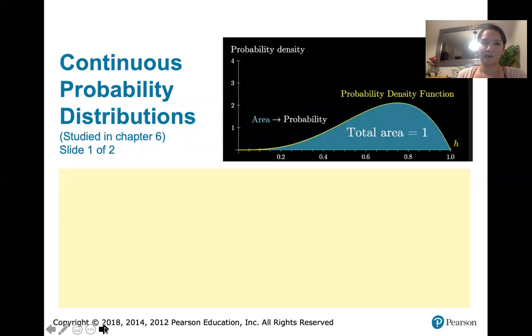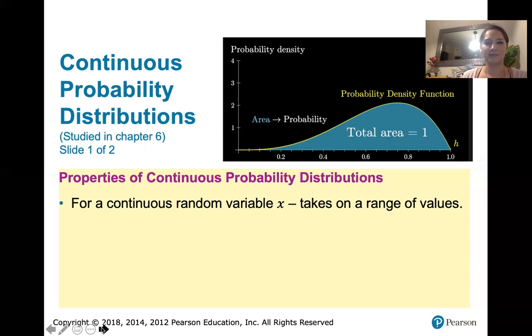Now with continuous probability distributions, we've got something similar. Again, we've got this probability density function that's graphed here in yellow, and the total area under the curve equals 1, because areas are going to correspond to probabilities when we talk about continuous probability distributions. Now these describe the probability distribution of a continuous random variable X.